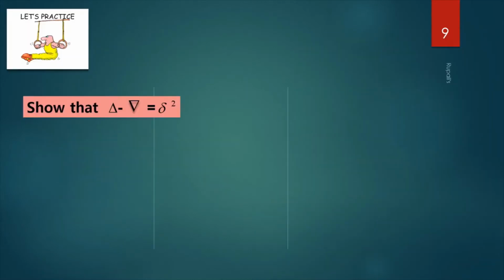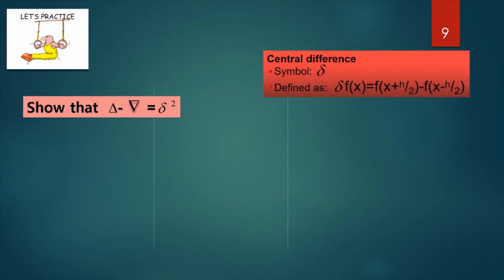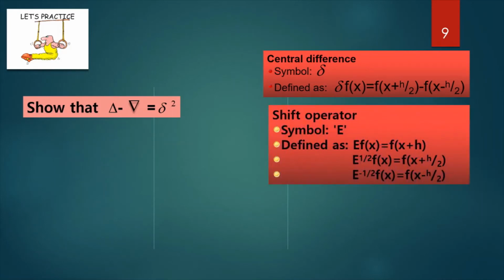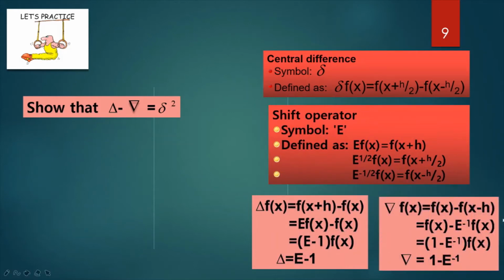Our next problem is delta minus nabla equals small delta square. So these are hints. This is the central difference operator, this is the shift operator, and we already proved that delta equals e minus 1, and we already proved that nabla equals 1 minus e to the power minus 1. So I am giving 5 seconds to think. So think.